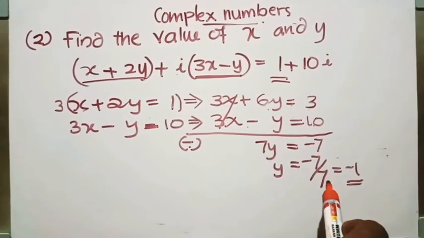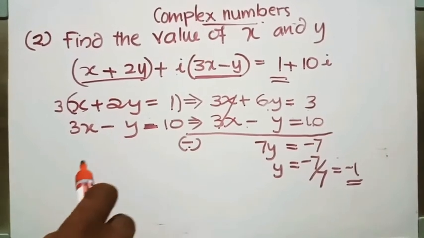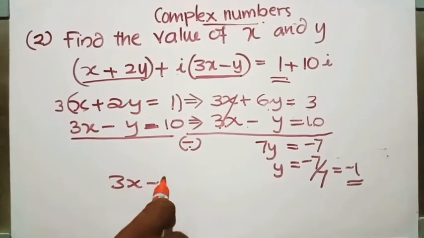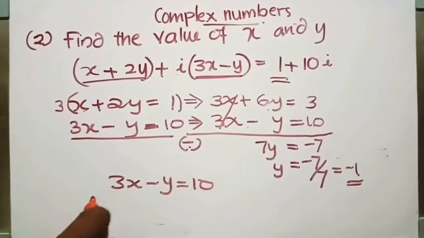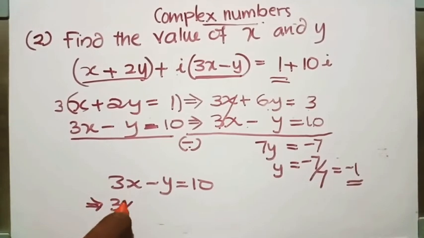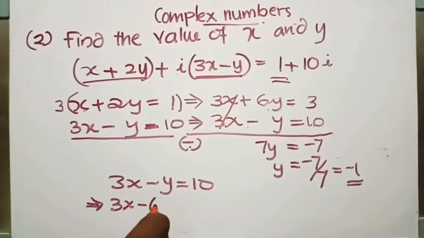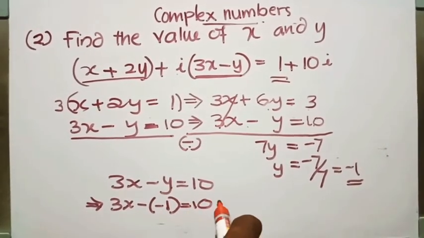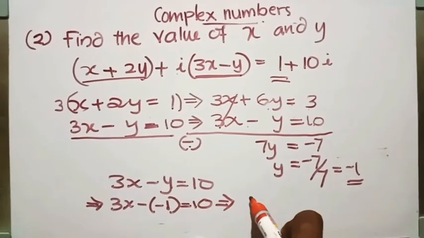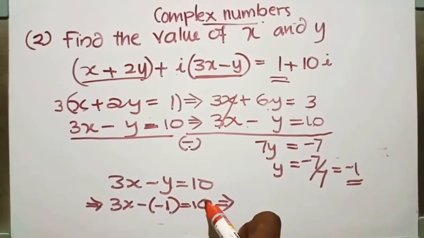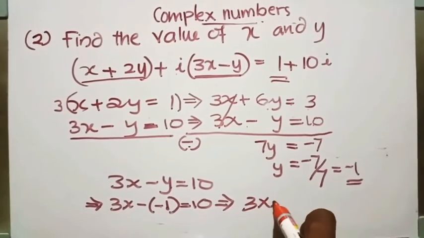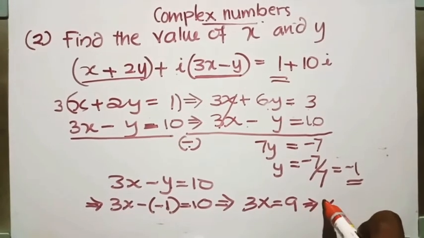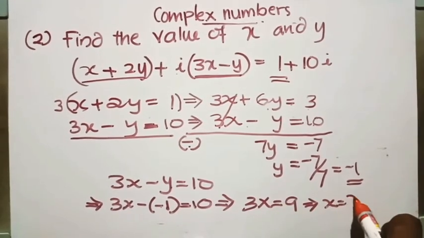Now substitute this y value in any one of these equations. We get the value of x. Let me take this equation. We get 3x minus y is equal to 10, which implies 3x minus 1, because y is minus 1, is equal to 10. That implies 3x plus 1 is equal to 10, or 3x is equal to 9. That gives us the answer. x is equal to 9 divided by 3, which is 3.